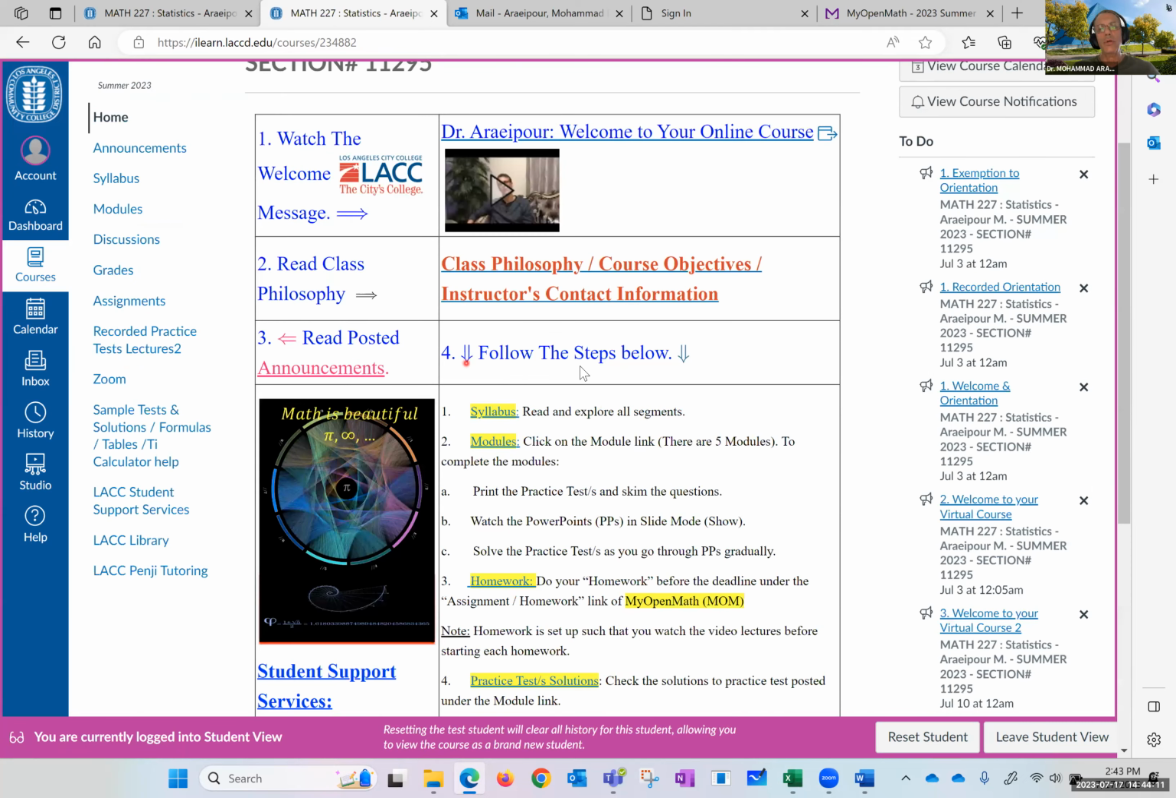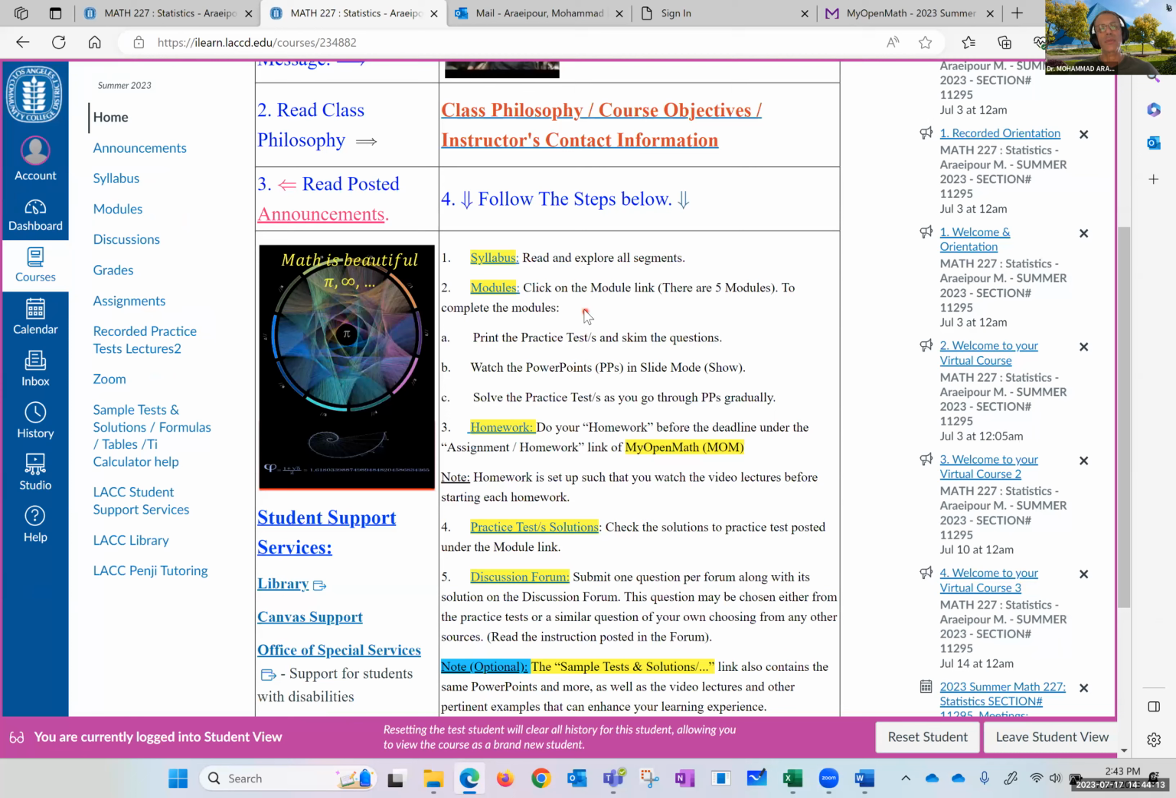Then number 4, and I'm going to quickly go over them and then spend some time with a little bit more details. We have the syllabus. Again, you can click right here or on the left navigation bar. Then we have the modules. Under the modules, we have the practice test, the PowerPoints, homework, practice test solution. And then we have, again, on the left navigation bar or here, the discussion forum.